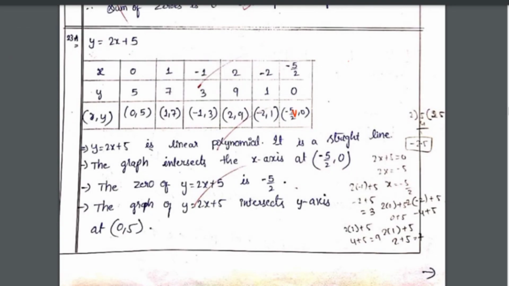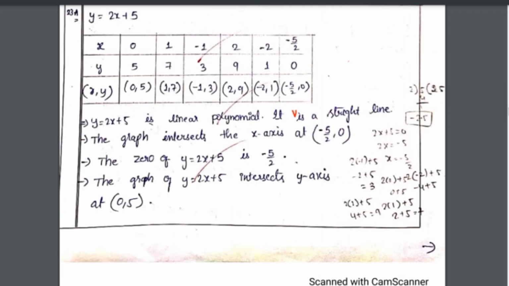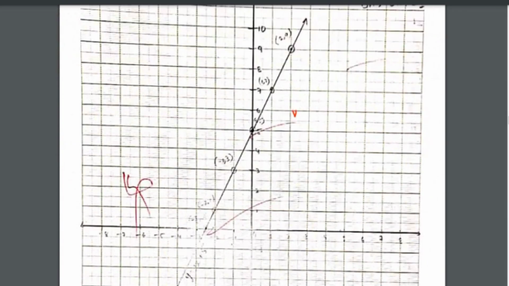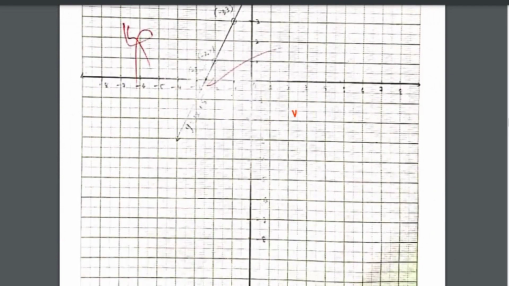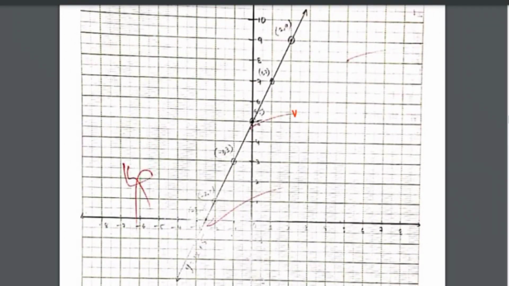Let us see how she drew this graph. Just see here: (0, 5) is the first point, right? That (0, 5) is there on the graph here. And (minus 1, 3) is the point here, and (1, 7), right? By taking these 3 points, you can extend the line as far as you want, and you will get the zeros of y equal to 2x plus 5.